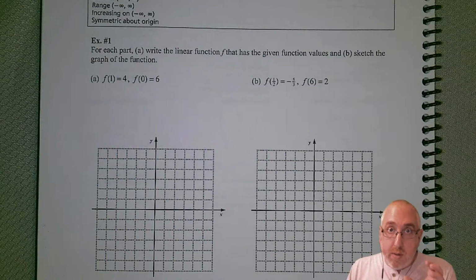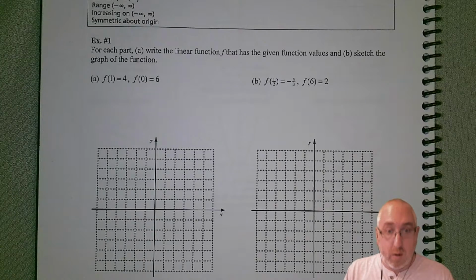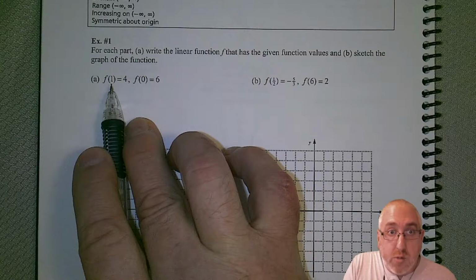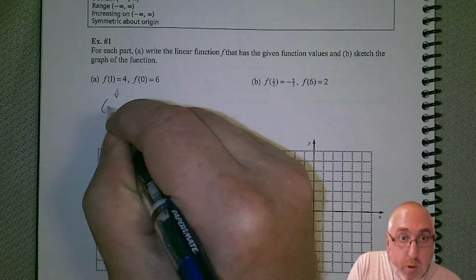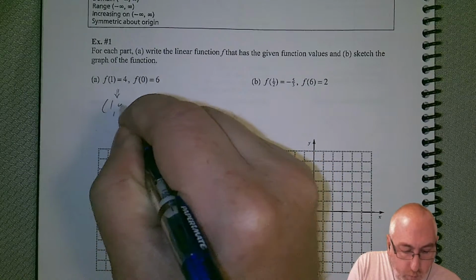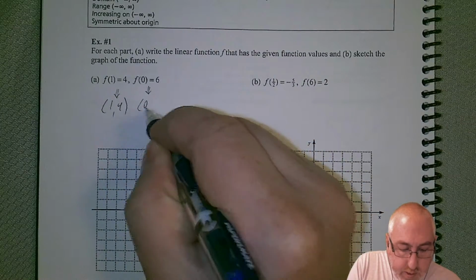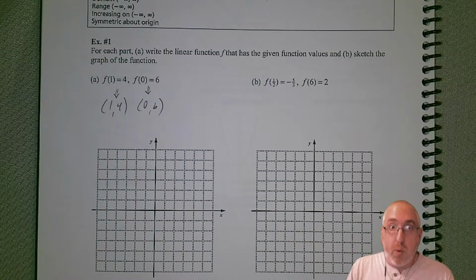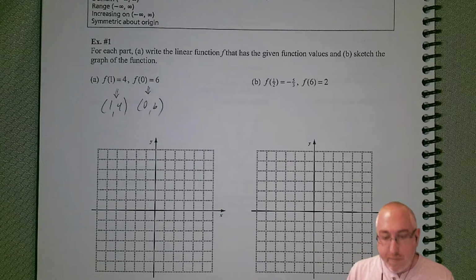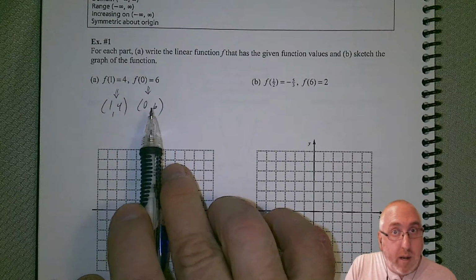Now remember, this is another way to describe the x and the y value for a specific point on this function. So we know that when the input is 1, the output is 4. So this basically tells us that we have the ordered pair (1, 4). This one tells us we got the ordered pair of (0, 6). So we know we have those 2 points, so now we can create our linear function. So we do have the y-intercept.